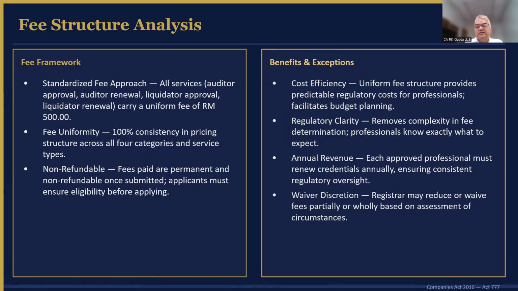What are the benefits and exceptions? So the uniform fee structure provides predictable regulatory costs for professionals and facilitates budget planning. It removes complexity in fees determination. Professionals know exactly what to expect. Each approved professional must renew credentials annually, ensuring consistent regulatory oversight. And the registrar may reduce or waive fees partially or wholly based on the assessment of circumstances.